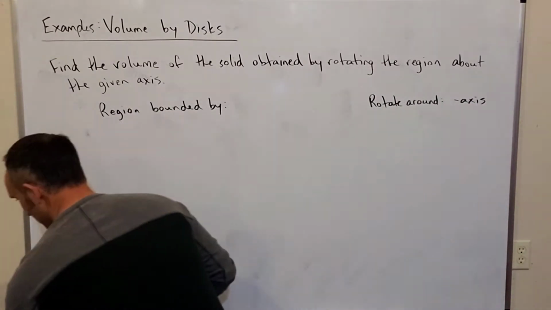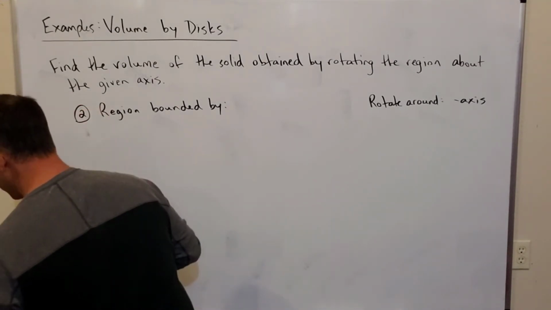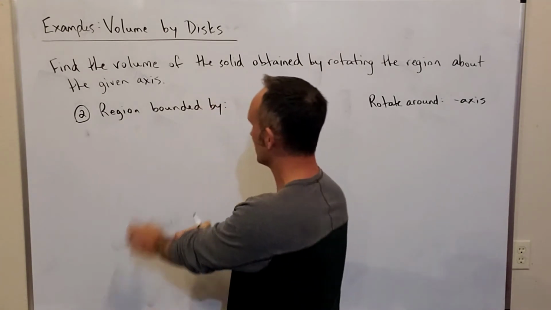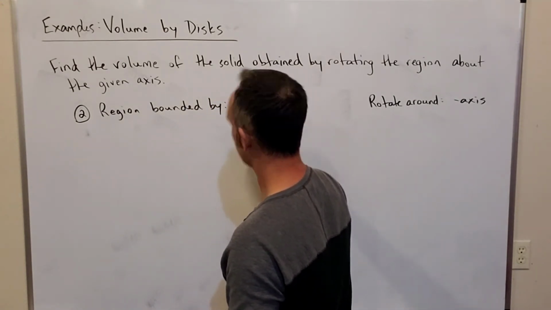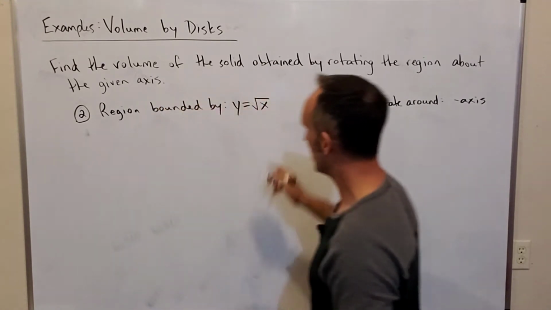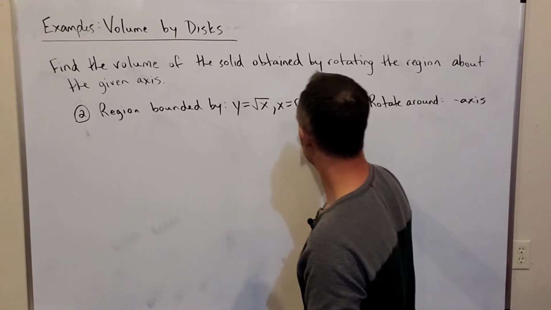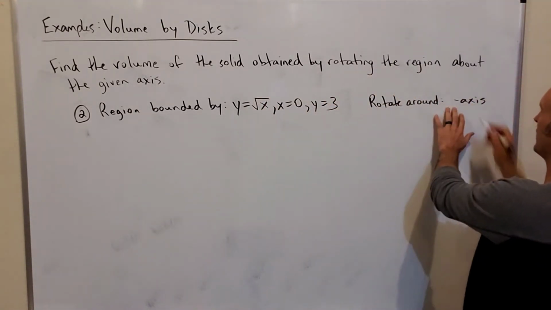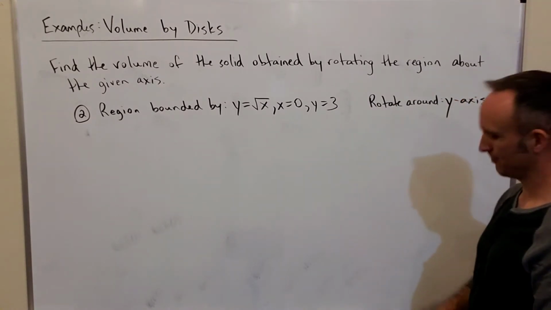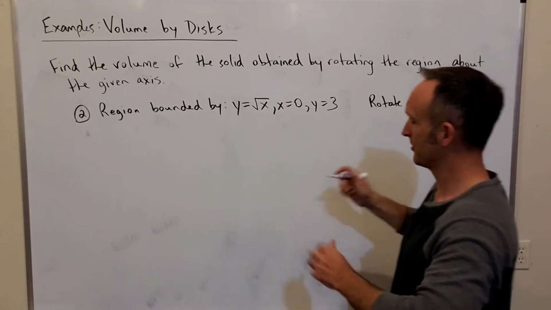All right, so example two is the region bound still by y equals the square root of x, okay? But it's bound by that along with the line x equals 0 and the line y equals 3. And now we're going to rotate around the y-axis, okay? So let's get an idea of what this looks like.